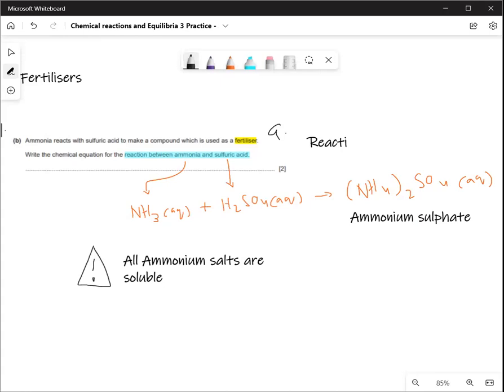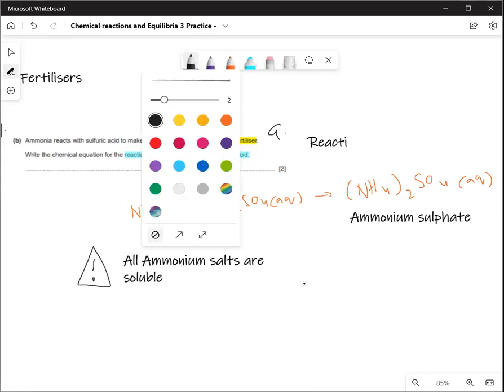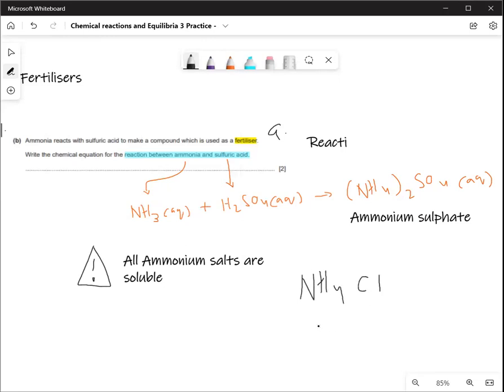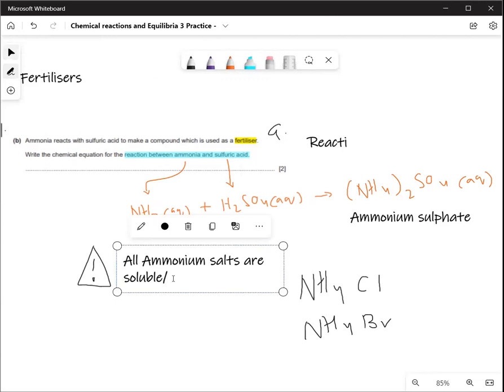So all ammonium salts are soluble? Yes, all of them. Perhaps you can take NH4Cl. Are they all in aqueous form? Yeah, soluble means aqueous form. If they were not soluble, then it would be the solid form. Okay, so they are aqueous. Soluble means aqueous. Let's write it down. Soluble slash aqueous.